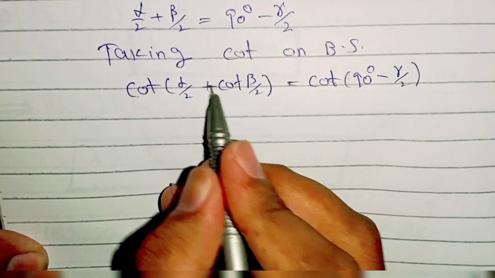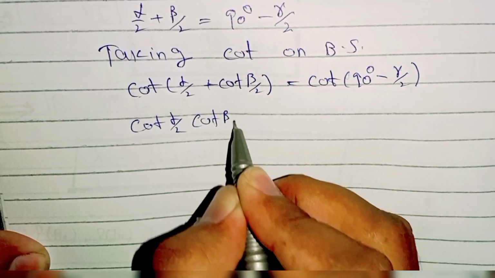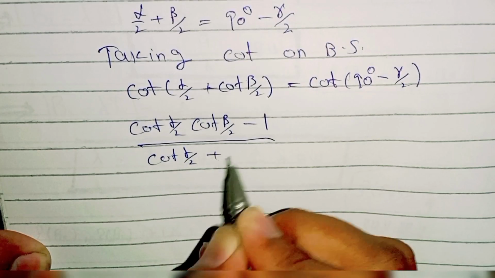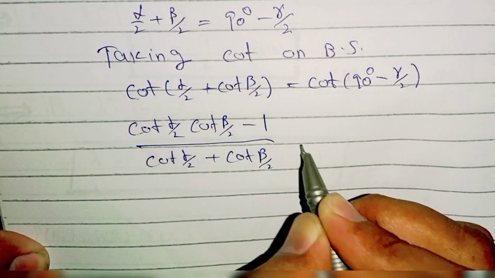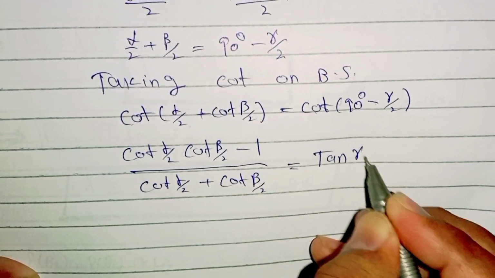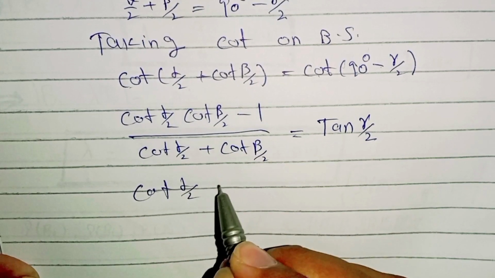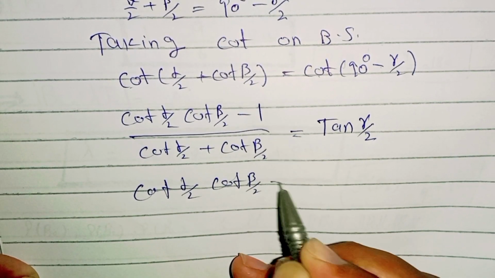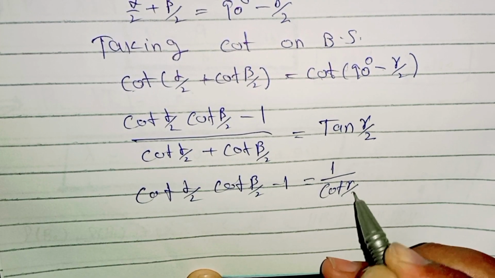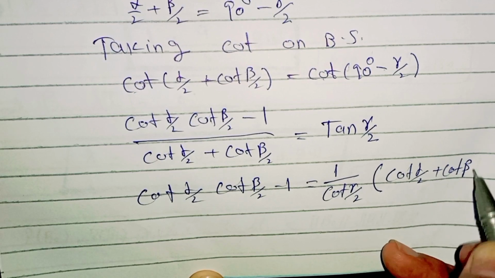Now use the formula for cot alpha plus beta. Cot alpha by 2 cot beta by 2 minus 1 over cot alpha by 2 plus cot beta by 2, and we know that cot of 90 degree minus theta is equal to tan theta. Cot alpha by 2 cot beta by 2 minus 1 is equal to tan gamma by 2 is equal to 1 over cot gamma by 2 multiplied by cot alpha by 2 plus cot beta by 2.